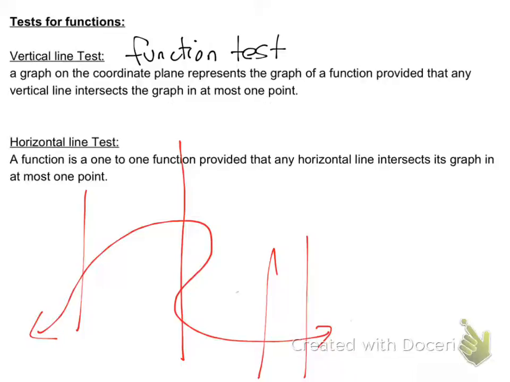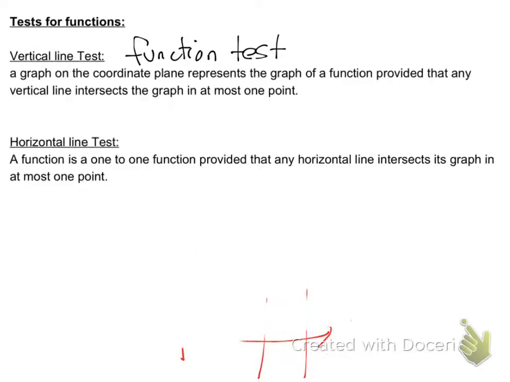Now, we have to talk about the other one. The other one is called the horizontal line test. The horizontal line test tests for one-to-one functions. Guys, for it to be a one-to-one function, it needs to be first a function. Okay? If I want to be a purple cat, I first have to be a cat, and then I can be purple. Or vice versa. You have to be both, right?